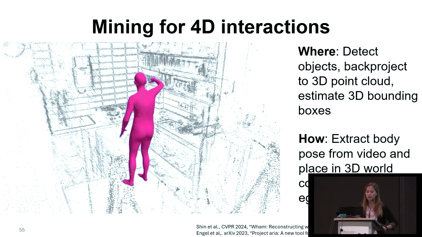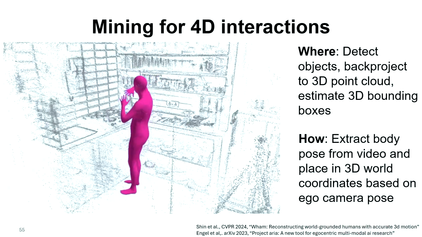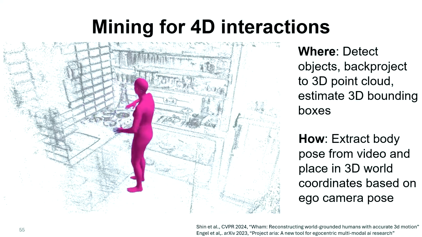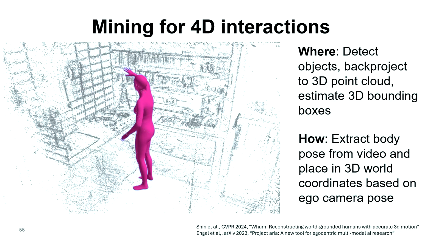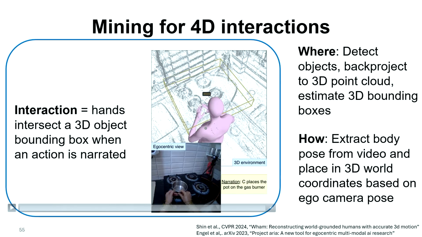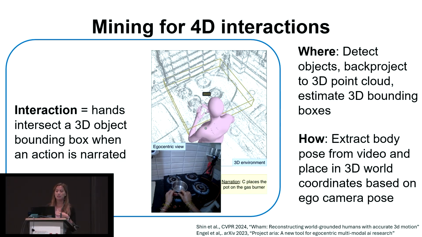And then for the how, we're extracting the body pose. Here we're using a state-of-the-art method called WHAM to get these precise 3D body poses and shapes over time and putting them in the same coordinates as that 3D environment and where those objects live. Okay, so this is amassing, with the best methods from vision, where the activities are taking place and how the body's moving to do them. And then finally, we'll decide that the moments where interactions happen are where that person is using their hands to interact, meaning intersect one of these 3D object volumes.